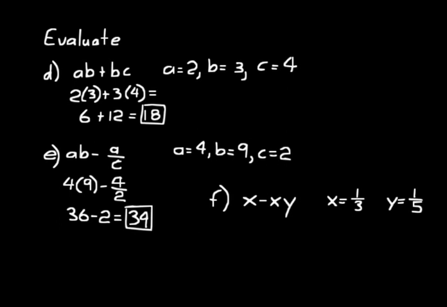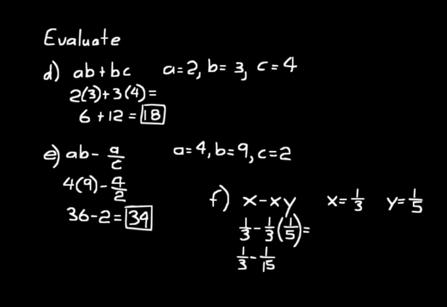Let's do one more. This time we're going to be substituting in some fractions for our letters. And we have x minus xy when x is 1/3 and y is 1/5. So let's evaluate that expression. When x is 1/3, we'd have 1/3 minus 1/3 times 1/5. That's what y equals. Do our multiplication first. 1/3 minus 1 over 15.